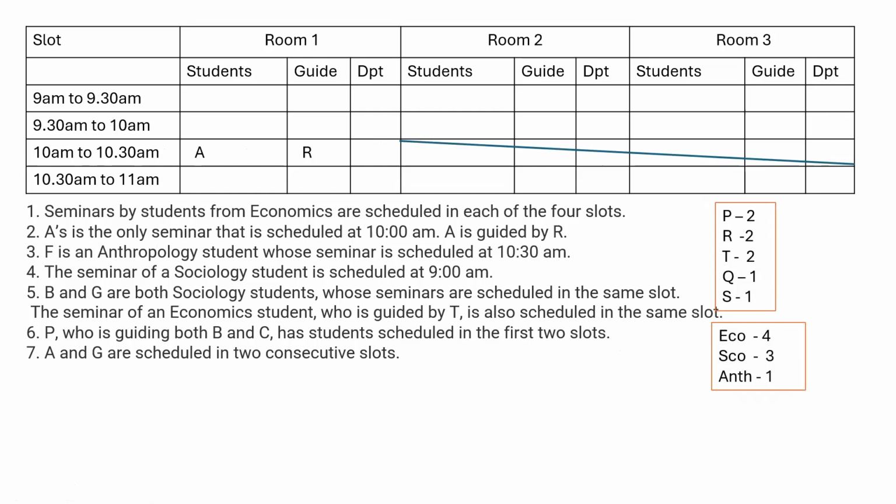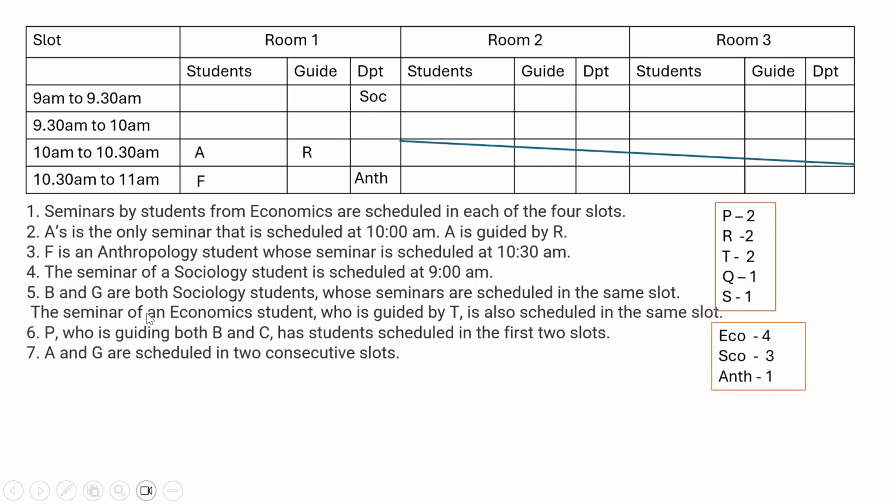And third information: F is an anthropology student whose seminar is scheduled at 10:30 a.m. So we can capture this as well, right? 10:30, F, and department we know, anthropology. Who is guiding F, that we are yet to know, so we will keep it blank. So this much I believe we are just filling out things, right? The seminar of a sociology student is scheduled at 9. This also we can fill out. So 9 a.m. is a sociology seminar. Student we don't know, guide we don't know.